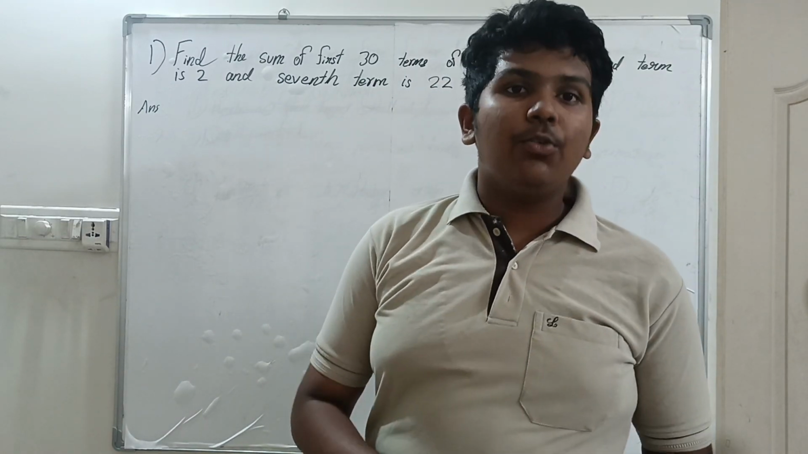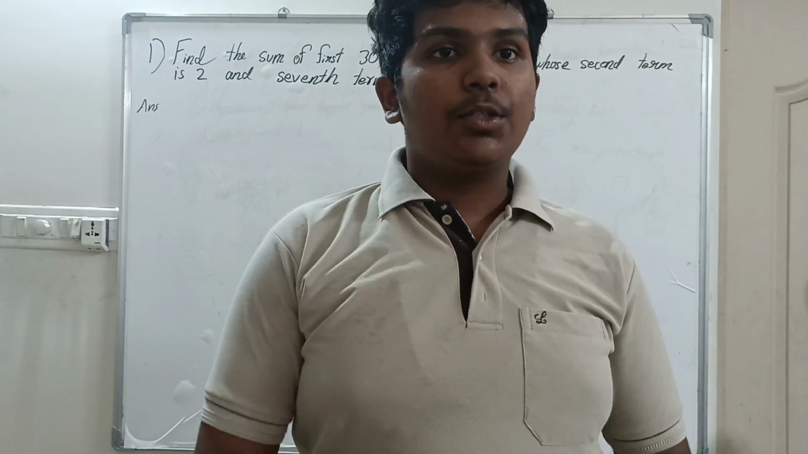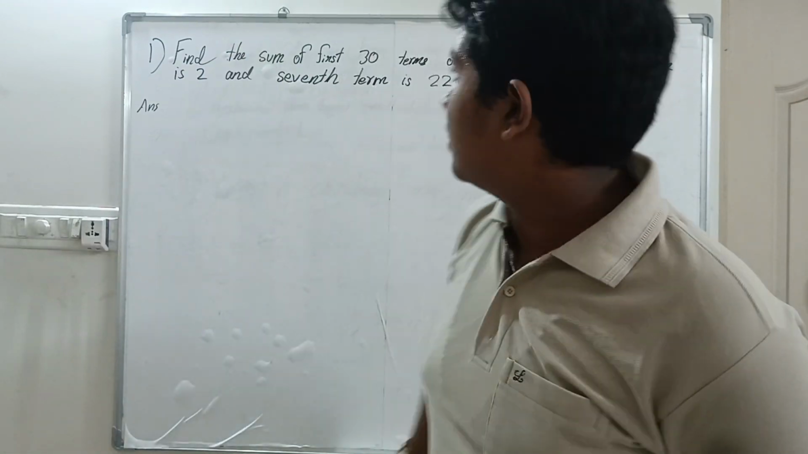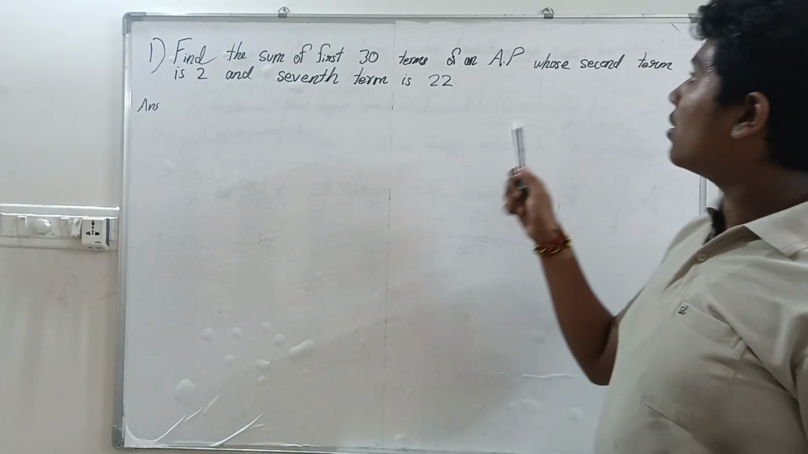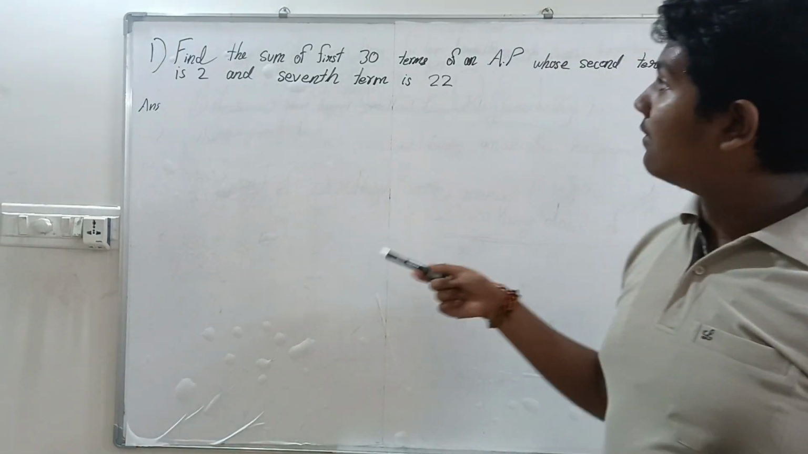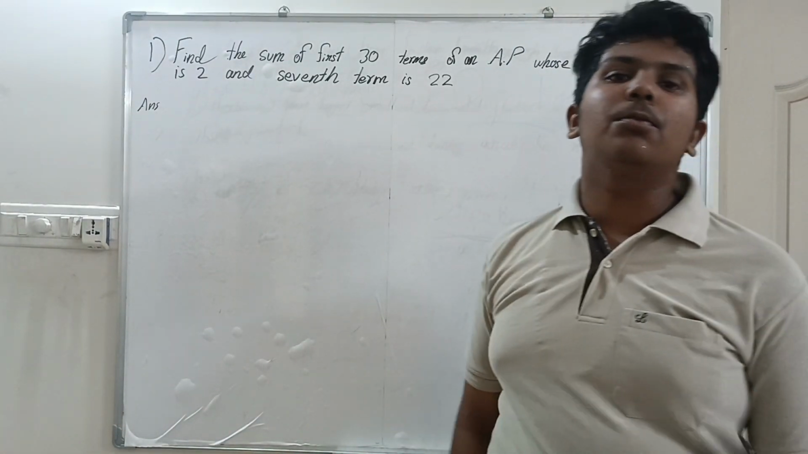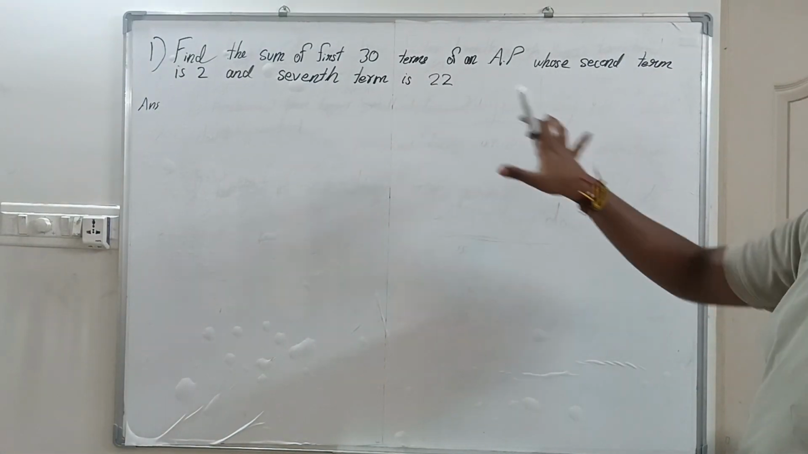Today we're going to do 5 questions of a maths chapter called Arithmetic Progression. So let's start with the first question. Find the sum of first 30 terms of an AP whose second term is 2 and seventh term is 22. So pause the video and read this question.